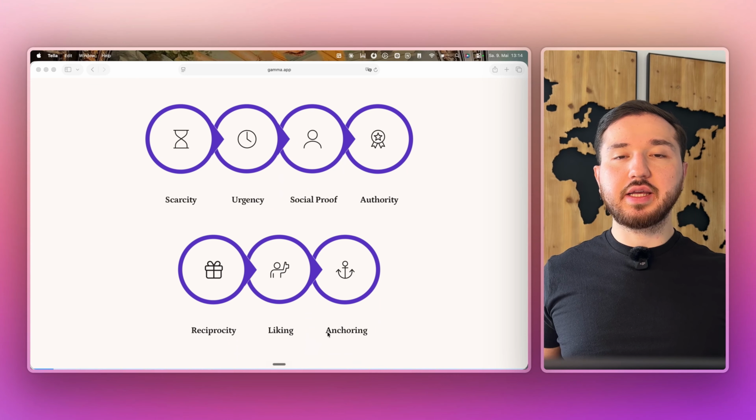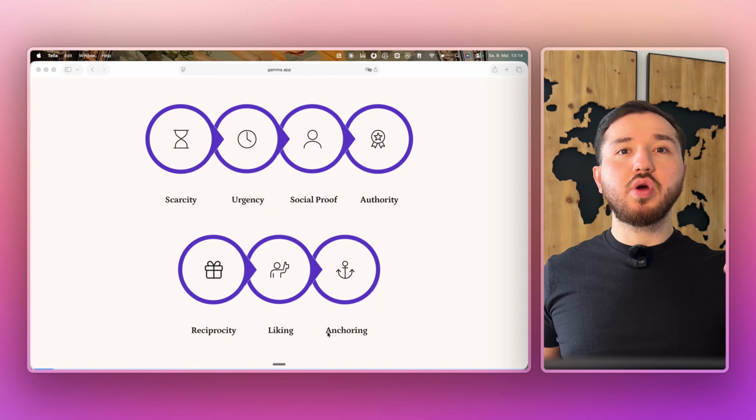In the next few minutes, I'm going to walk you through all 7 with the actual numbers, each one generated, real examples from real campaigns, and exactly how to use them in your own emails. So here are all 7 principles of email persuasion: scarcity, urgency, social proof, authority, reciprocity, liking, and anchoring.